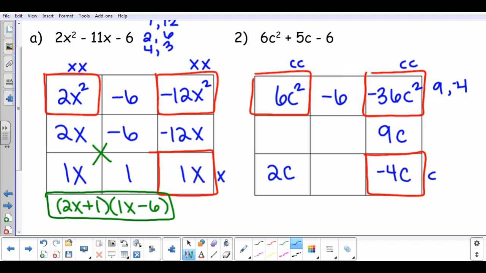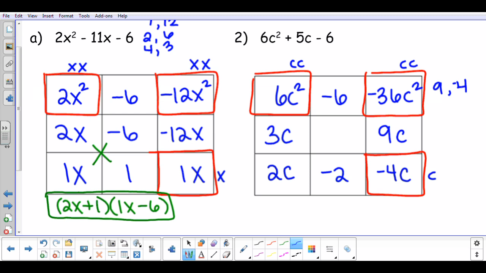So now I'll multiply to fill in everything else. 2c times what would give me a 6c squared? Well, I know 2 times 3 will give me 6, and I need an extra c so I can get up to c squared. Then I have 2c times what would give me a negative 4c? Well, I know 2 times negative 2 would give me a negative 4, and I already have my c.